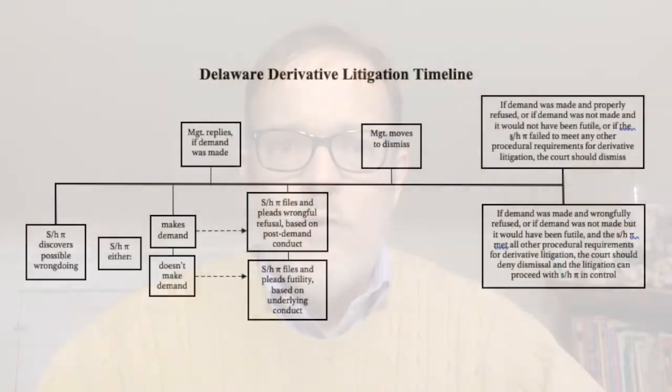Okay, so here's the answer. Strictly speaking, there's not. The plaintiff only has one arrow in their quiver. And that is because the court's decision on the board's motion to dismiss merely depends on whether the plaintiff made demand or not. Let's take a look at the timeline just one more time.